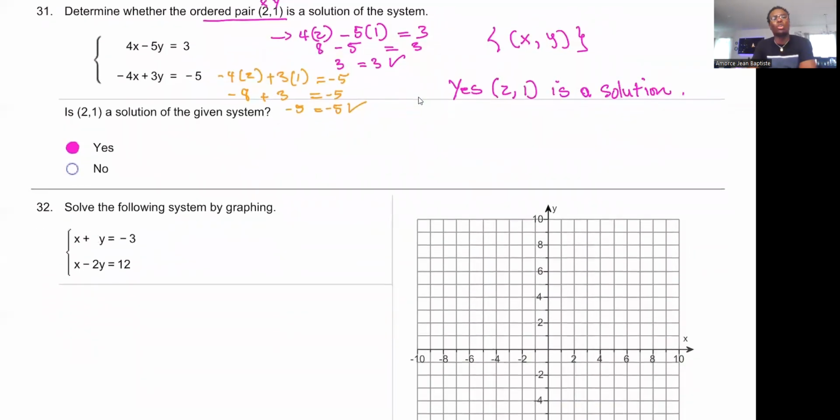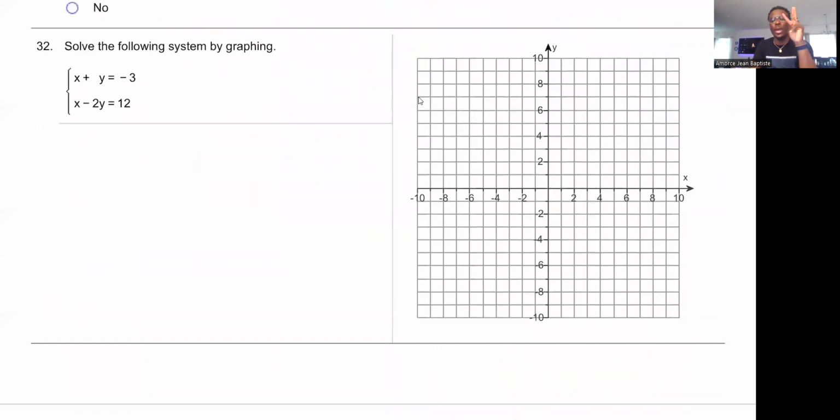Now, when it comes to solving a system of linear equations, we have 3 ways to do so. Number 1, by graphing. Number 2, by substitution.